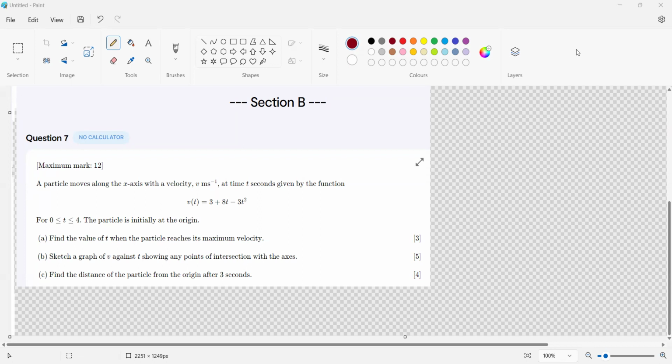All right, so let's come to section B of paper 1. We have been given the velocity function, and we also have the time restriction here, that is 0 to 4. The very first question is: find the value of t when the particle reaches its maximum velocity.